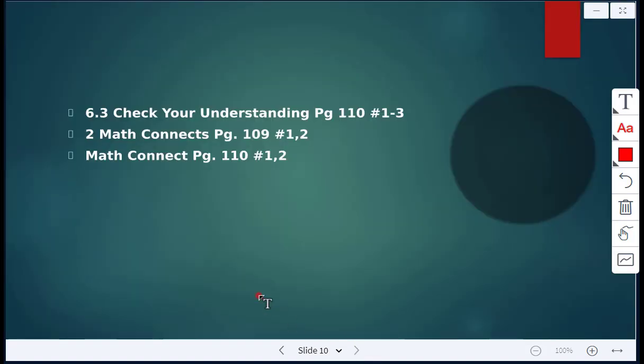All right, so you're going to do some practice calculations now. There's 2 Math Connects on page 109, numbers 1 and 2. So there's a total of 4 questions on page 109. And then on page 110, there's 2 questions as well. And then at the end of 6.3, there is the summary question: check your understanding questions, numbers 1 to 3.